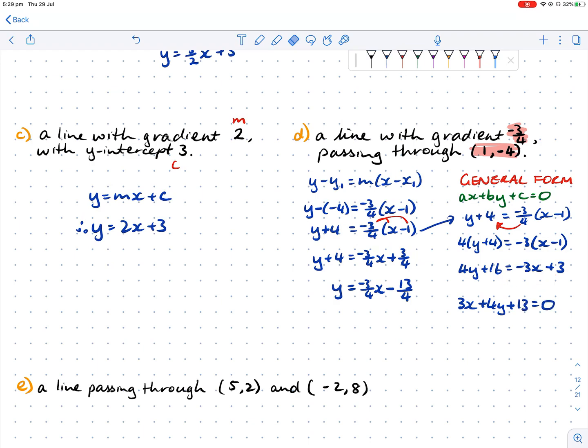So that's the other way that we can write out our equation. So both of these are correct. You can either write it like this, or you could write it like this. I think the back of the book probably uses the gradient intercept form a little bit more, but it is possible that the solution will be given in general form for you.